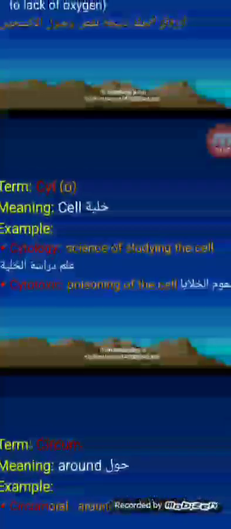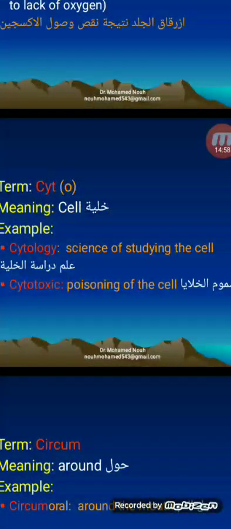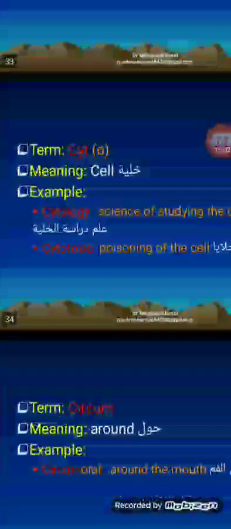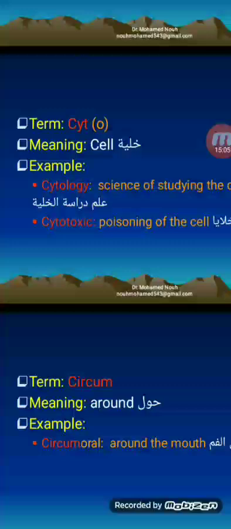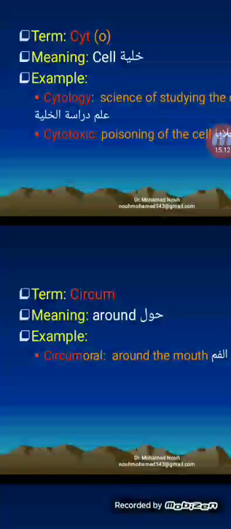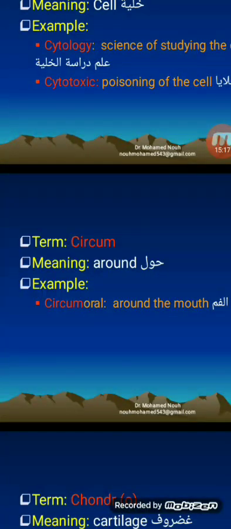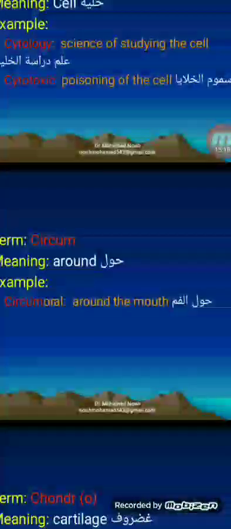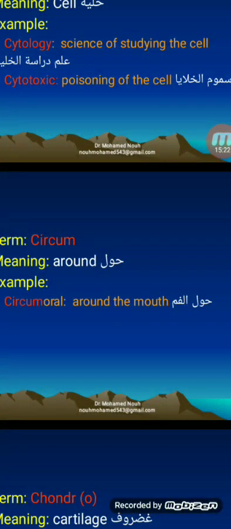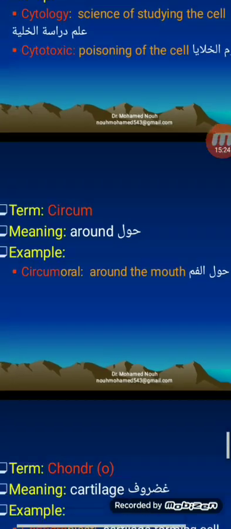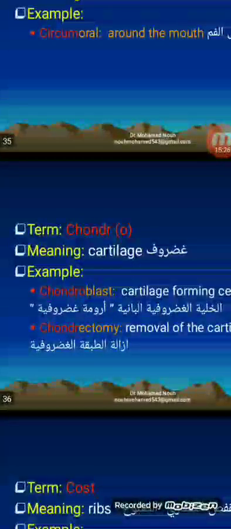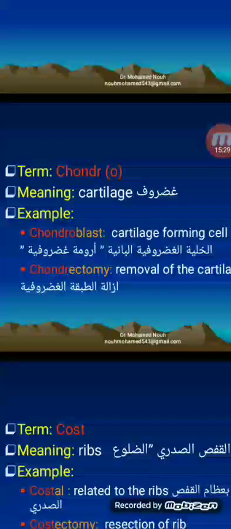Cytotoxic, toxic means poisoning. Cytotoxic, poisoning of the cell. Cytotoxic drugs, toxic سام بالنسبة للخلية. Circum means around. Circumoral means around the mouth. Oral means mouth. Oral examination means امتحان شفوي. Oral exam.